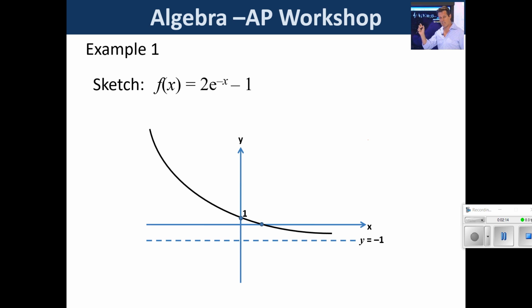So we get the general shape. Remember, this negative 1 over here is my horizontal asymptote, y equals negative 1. It's very easy to find the y-intercept: make x 0. Anything to the power of 0 is 1, so you've just got 2 minus 1, which is then 1.